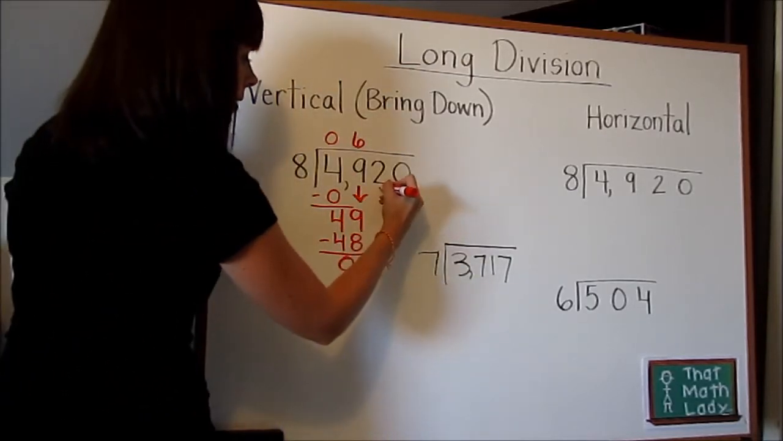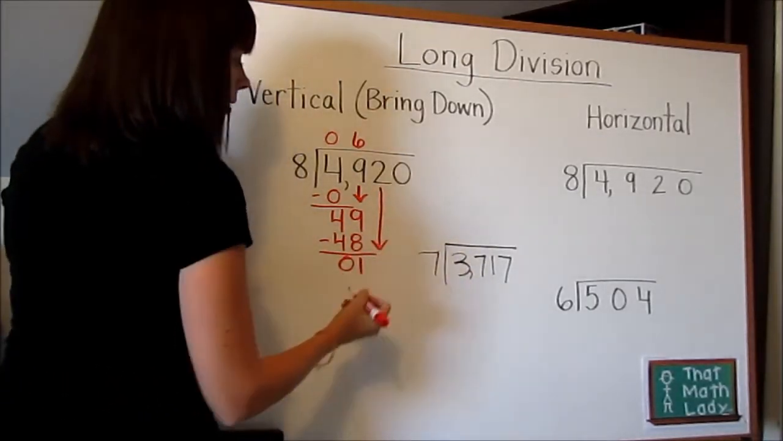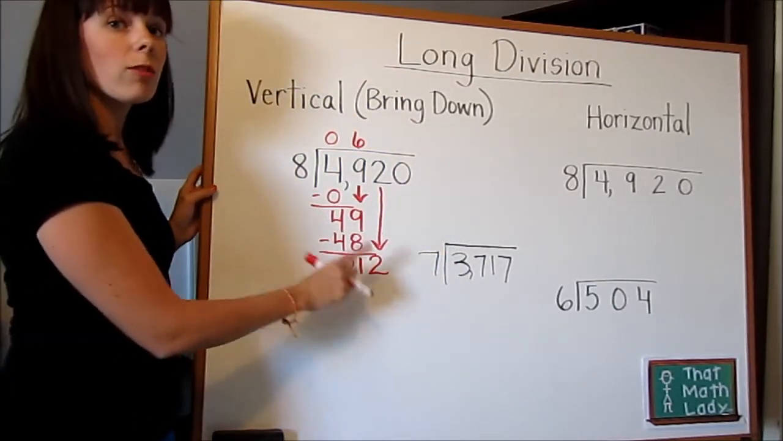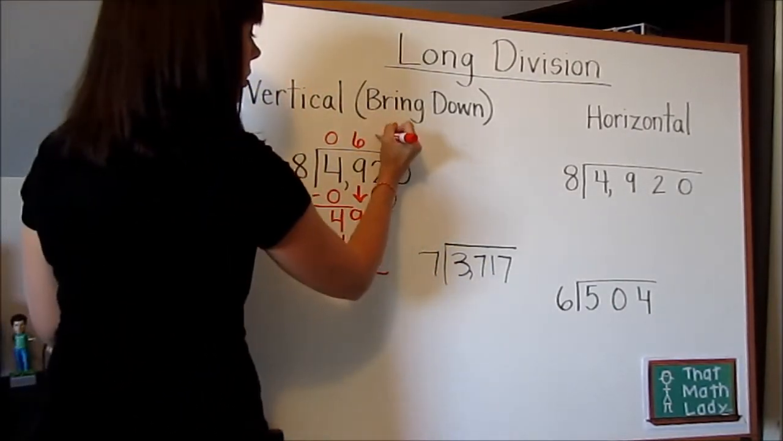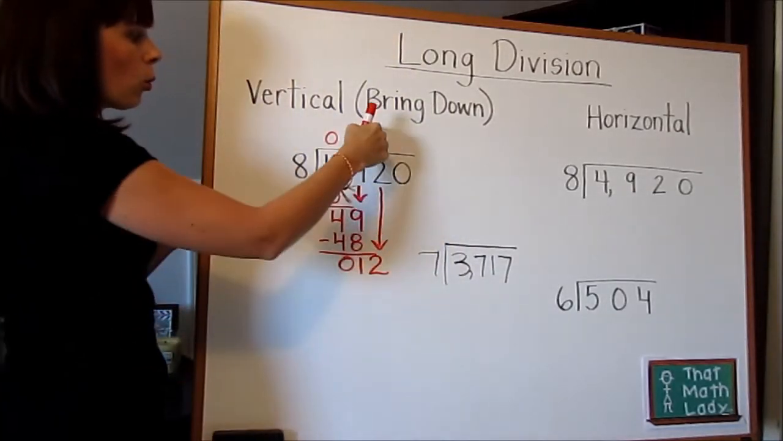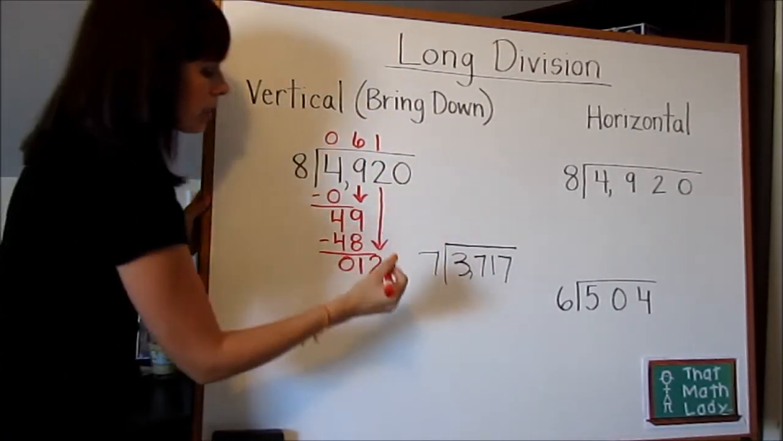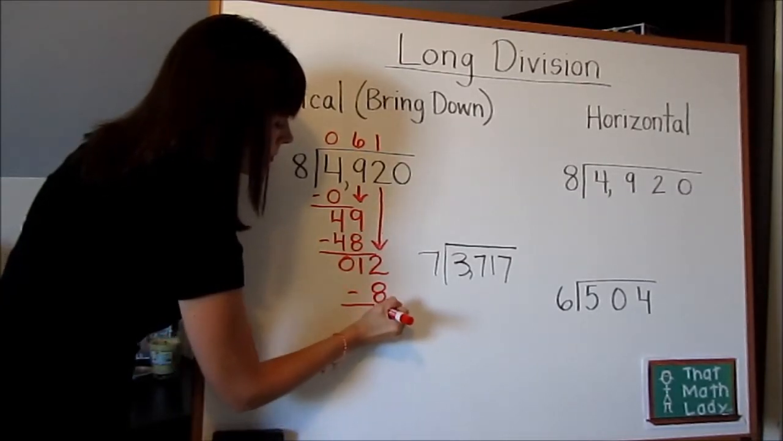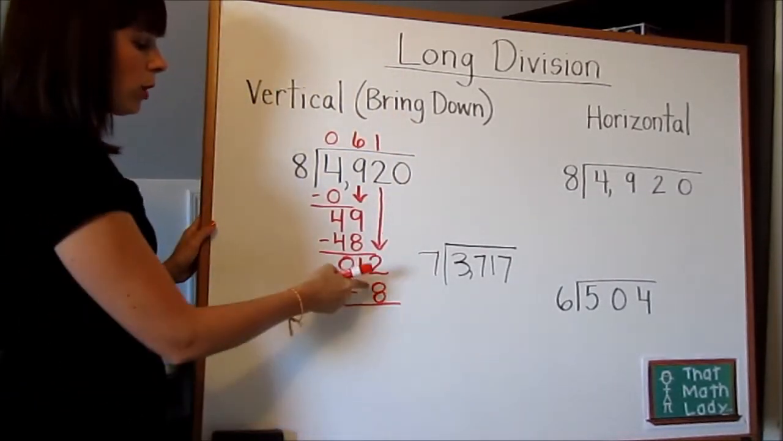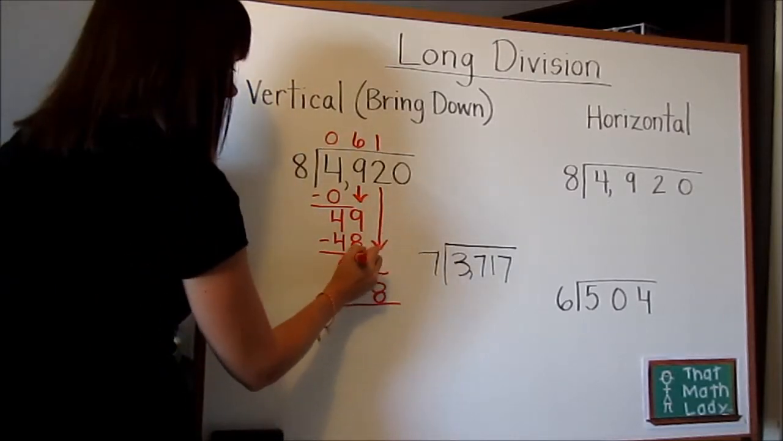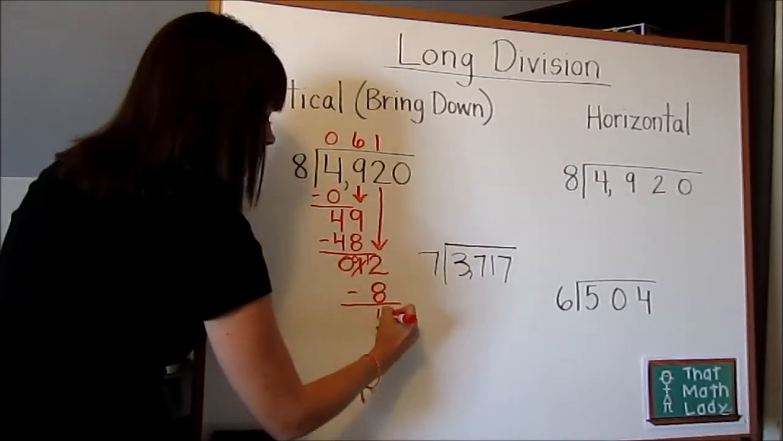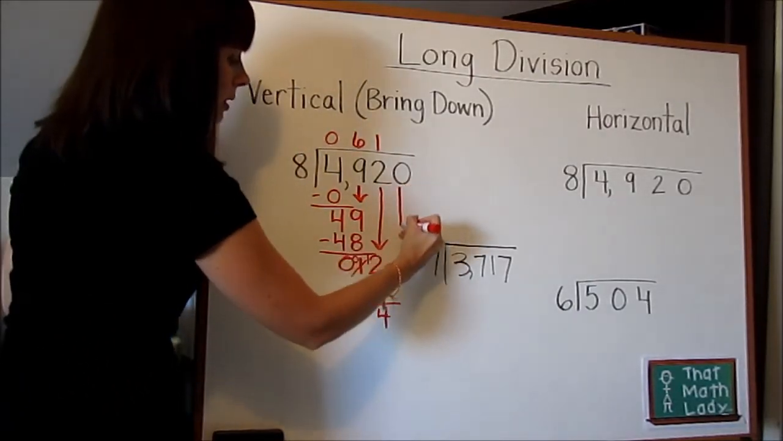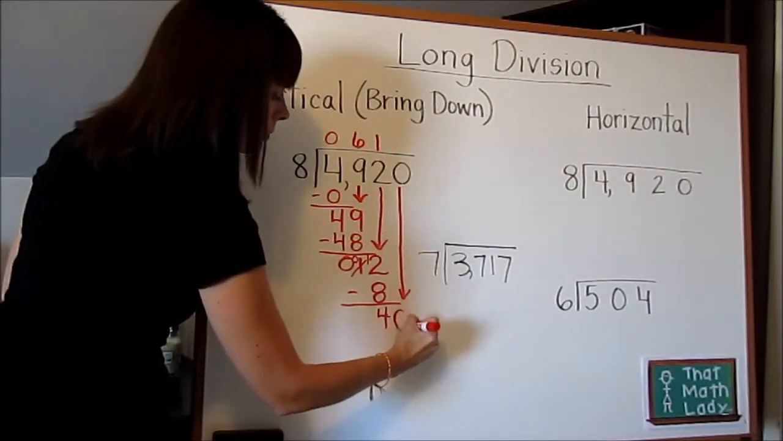I'm going to bring down the next number, which is a 2. Okay. 8 goes into 12 one full time, so my 1 goes up here. 1 times 8 is 8. And then I'm going to do 12 minus 8, which is 4. Okay? And then the last number to bring down is a 0.